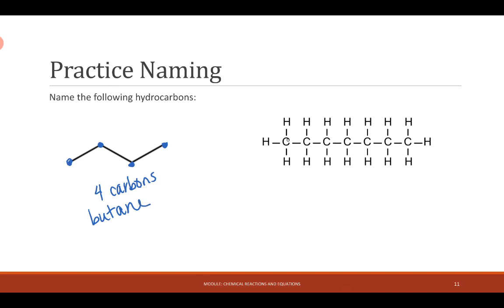This has 1, 2, 3, 4, 5, 6, 7 carbons. And so 7 carbons would be hept. They're all single bonded, and so that's heptane.